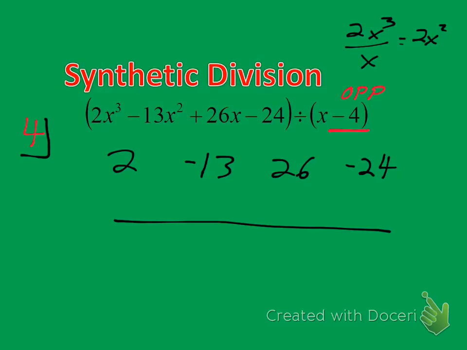So that's the first thing you have to learn. You take your coefficients, you write them in a line, going from the biggest exponent down. You take the opposite of what's in the binomial, and then you put it off to the left-hand side in that little half box.